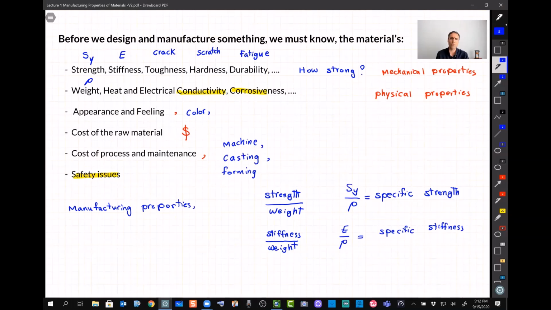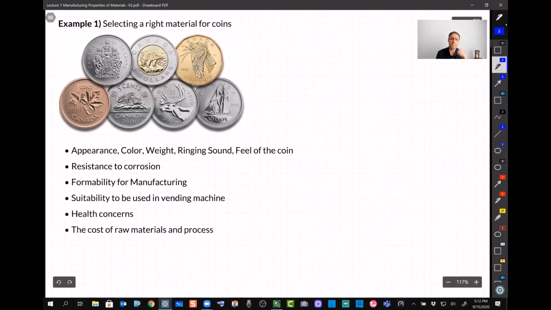Let's look at a few examples together. Let's say somebody asks you to pick the right material for a coin. Well, you say that's easy, a coin. It's not a complicated thing, right? But what should we consider? Well, the appearance. Nobody likes a black coin, or maybe some do. The color, the weight. We don't want it to be very light or very, very heavy.